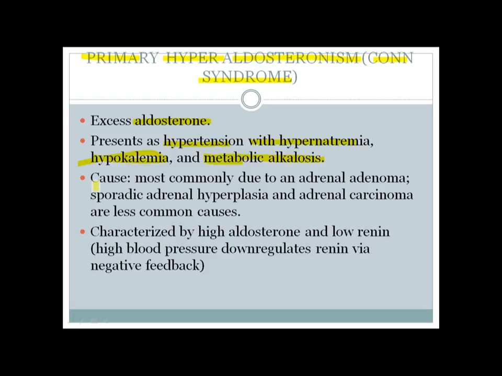And the most common cause of primary hyperaldosteronism is adrenal adenoma, and maybe in some cases adrenal hyperplasia or carcinoma may be responsible, but the most common is adenoma itself. And if you do some labs, you will have a high aldosterone level, and this high aldosterone level will have a negative feedback on the JG cells, telling them not to secrete a lot of renin. So there will be a lower amount of renin.